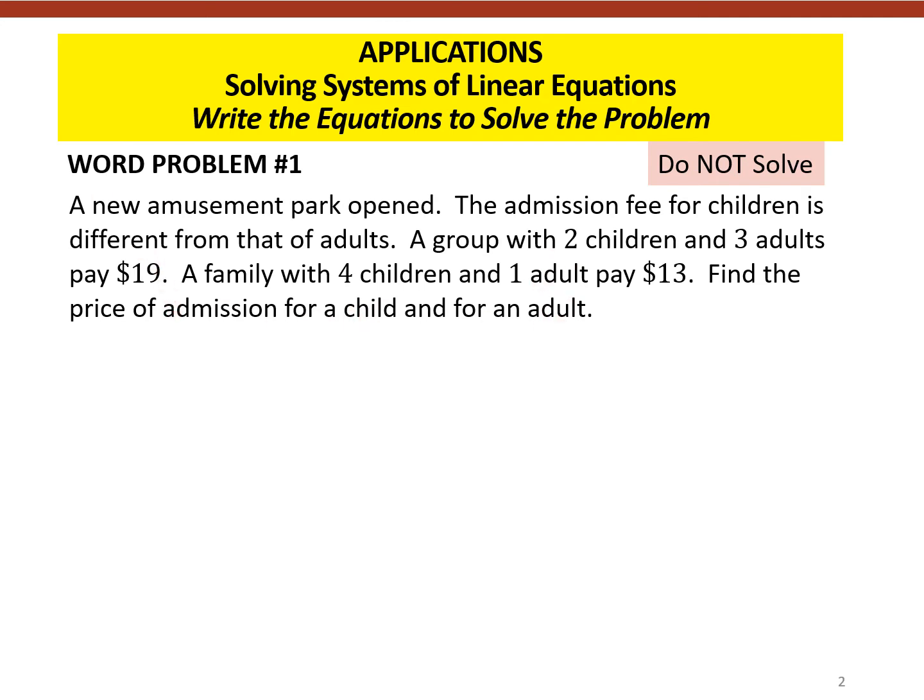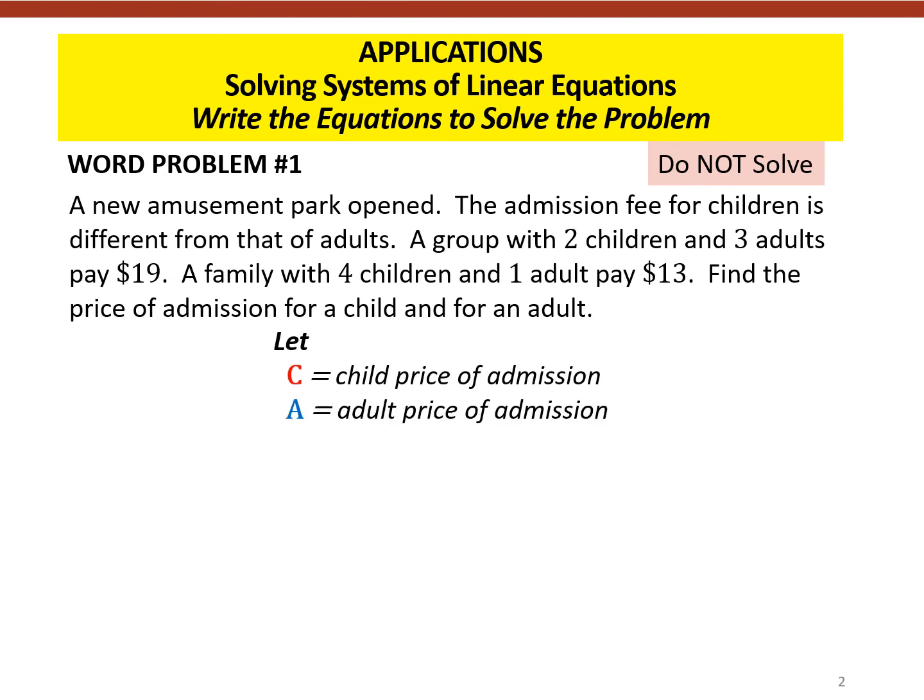So I'm going to set up my variables. I'm going to say let C equal the child price of admission and A equal the adult price of admission. Now, why did I use C and A and not X and Y like I'm used to doing in equations? Because if I did X and Y and solved for them later, at the end of the problem, how do I know which one stands for the child and which one stands for the adult? So this way I know right at the beginning that C is the child price of admission and A is the adult price of admission, exactly what the question is asking me.